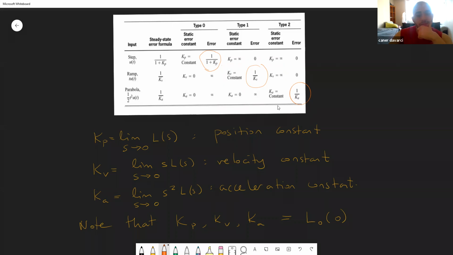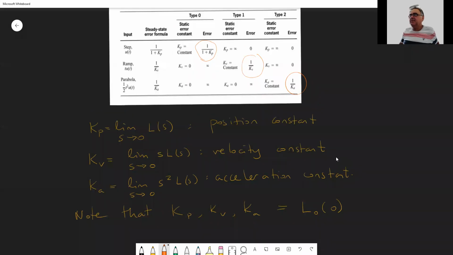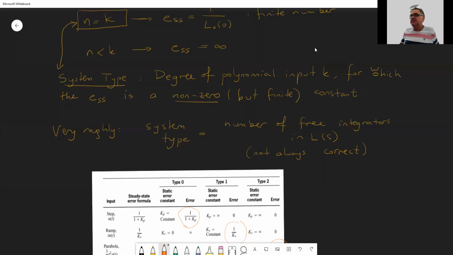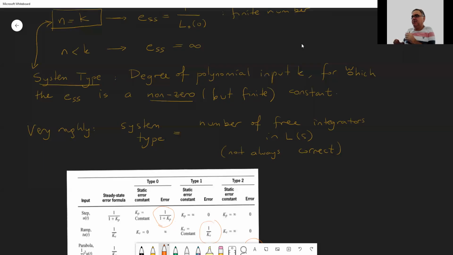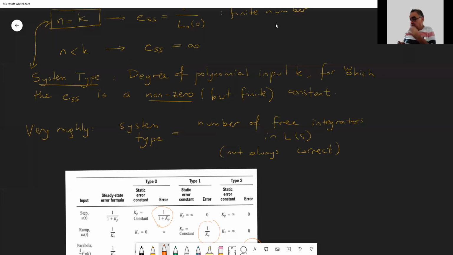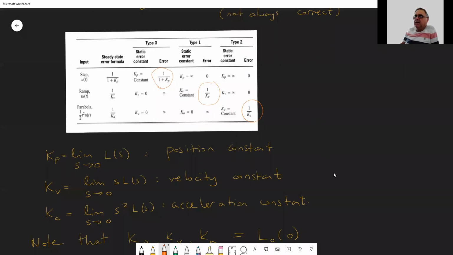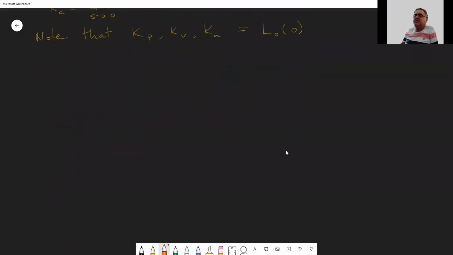Hocam, would you please explain what is type 0, 1, and 2? Okay, let's go from this definition, which is a little bit more difficult to understand, but I'll go through it. I'll give you examples. The system type is defined as the degree of polynomial input for which the steady state error is a non-zero, but a finite constant. Now, let's take examples so that you will understand this better.